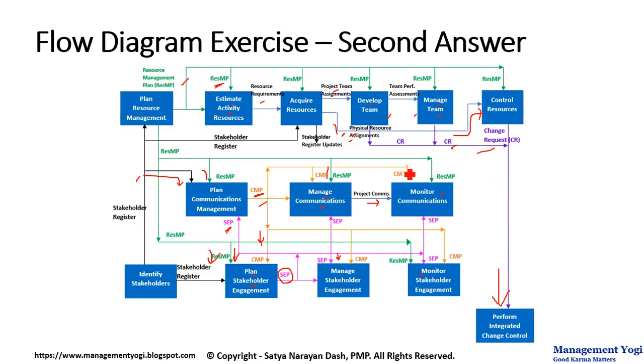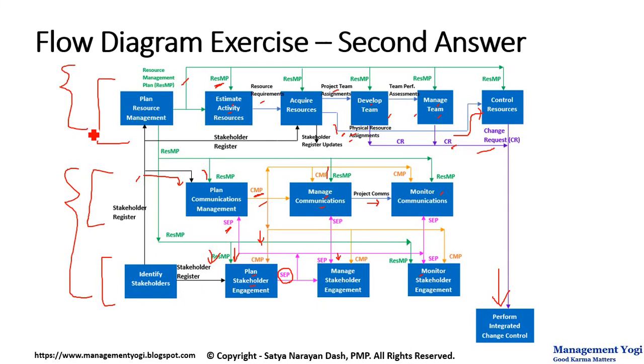Now we have these 6 processes. They belong to the resource management knowledge area. We have these 3 processes. These 3 processes belong to the communications management knowledge area. Then you have these 4 processes which are part of the stakeholder management knowledge area. Now these 2 knowledge areas, I call them the twins. This knowledge area I call the close sibling.